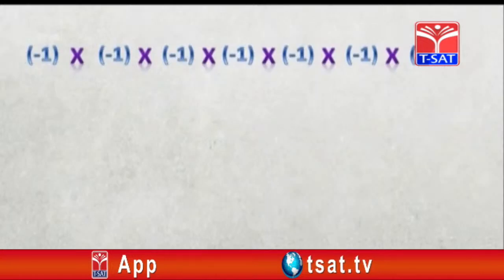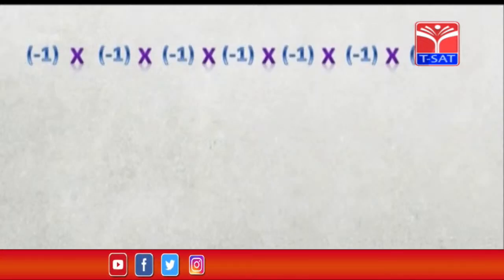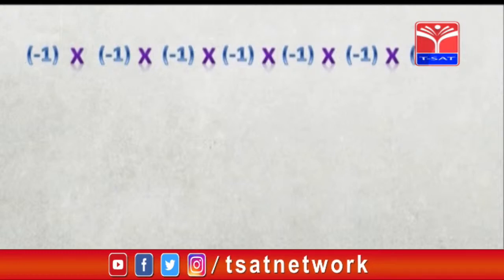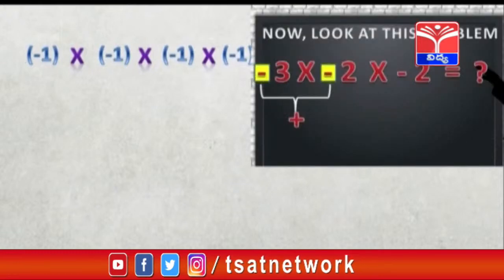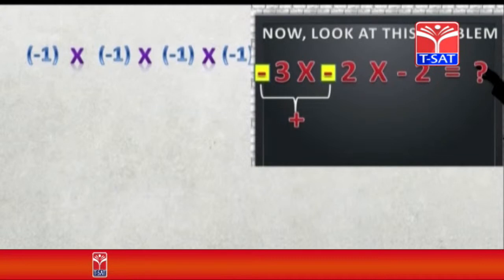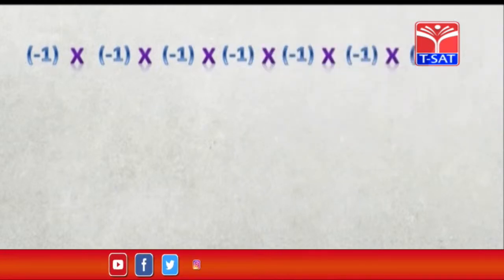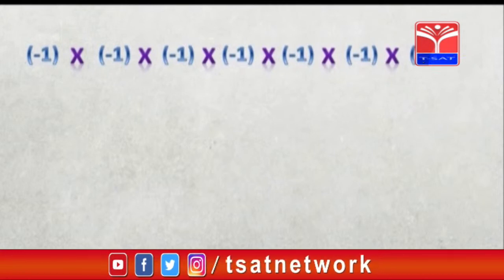Negative 1 into negative 1 into negative 1 into negative 1, like that there are 7 negative ones under multiplication. But as we discussed previously, multiplying the first 2 negative signs, thereafter multiplying this result with the next negative sign, is a time taking process. But here we multiply all negative signs at a time.